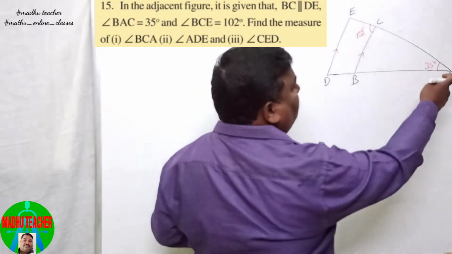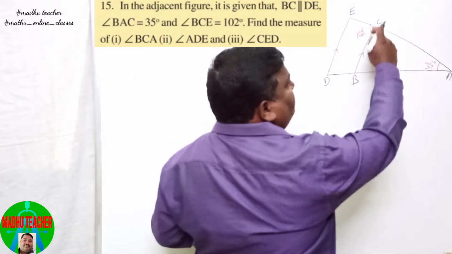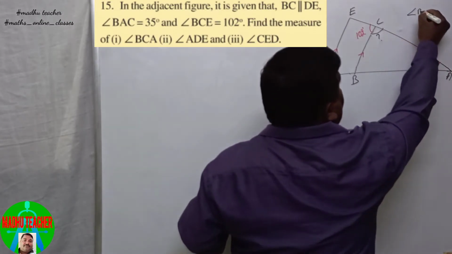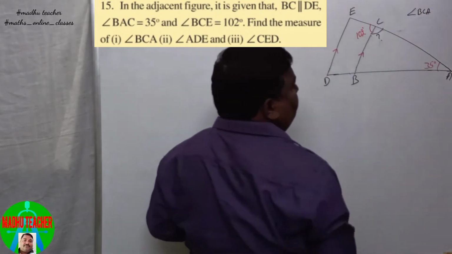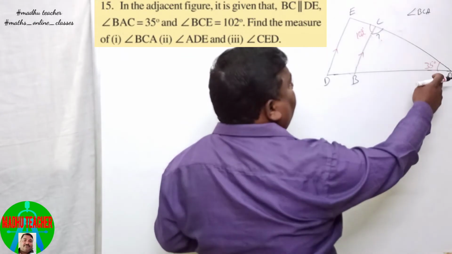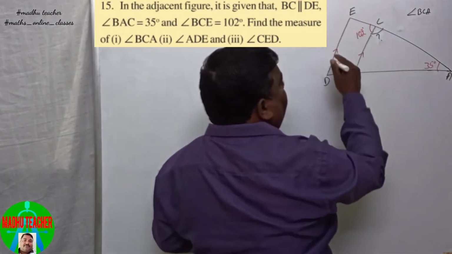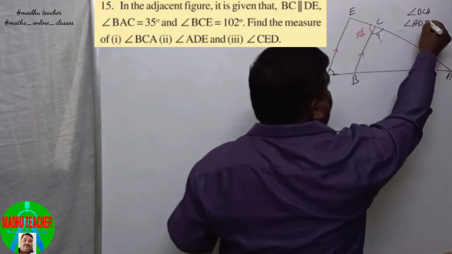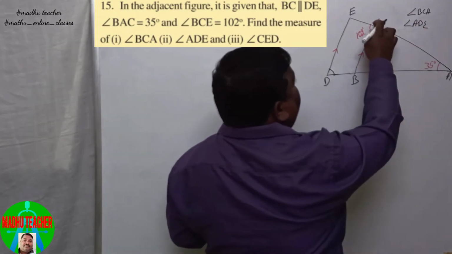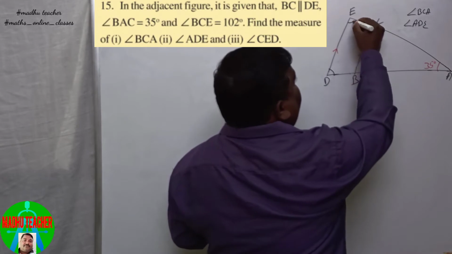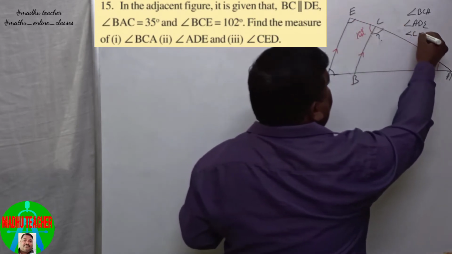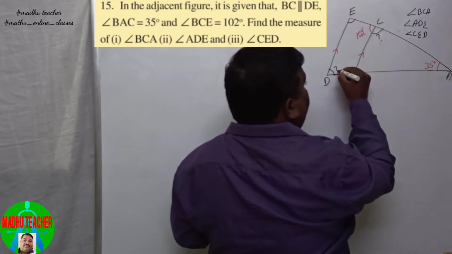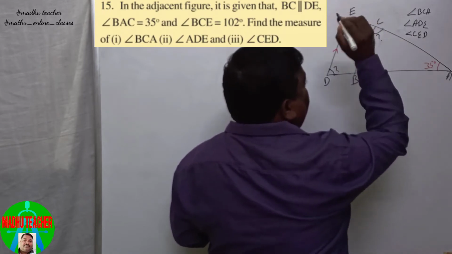Then we have to find angle BCA, this angle. What is that? Angle BCA. Next you have to find angle ADE, this angle. What is that? Angle ADE. Third one is angle CED, this one. Angle CED. So this is the first question, this is the second and this is the third question.